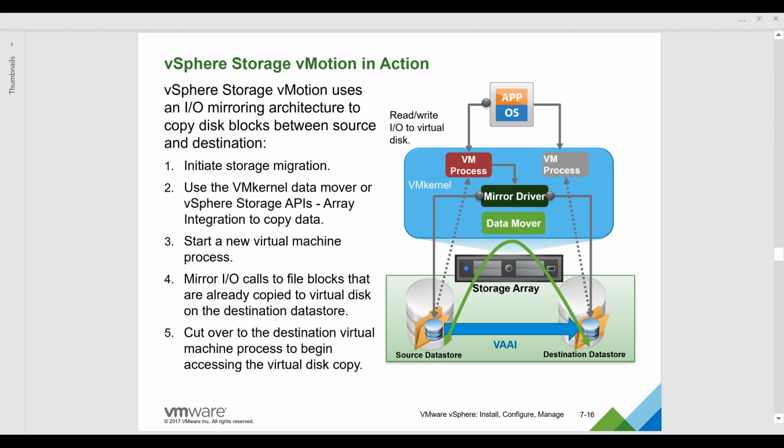vStorage uses I/O mirroring to copy the disk blocks between source and destination. It initiates the storage migration, and then the VMkernel uses a data mover or the vStorage APIs to copy the data. And it starts a new virtual machine process. The mirror I/O calls the file blocks that are already copied to the virtual disk on the destination, and then the cutover to the destination starts accessing the virtual disk copy.